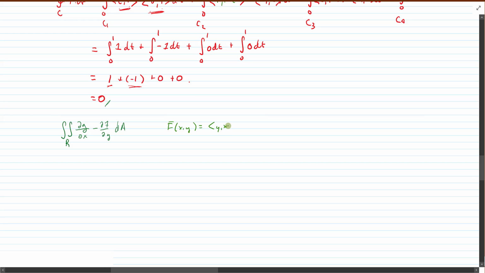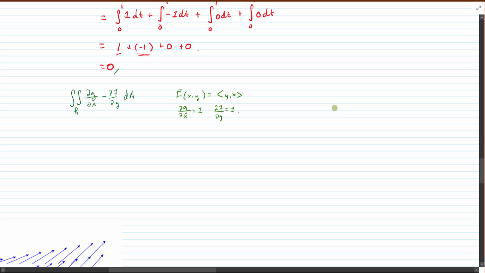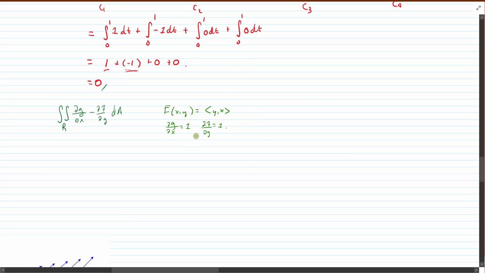Regardless, remember that our vector field function was f of x y is equal to y comma x. So when I compute partial g partial x, that's going to give me the value 1. When I compute partial f partial y, that's going to give me the value 1. So if I look at the curl calculation then, we would have that the double integral over R is equal to 1 minus 1 dA, which is equal to the double integral over R of just 0 dA.